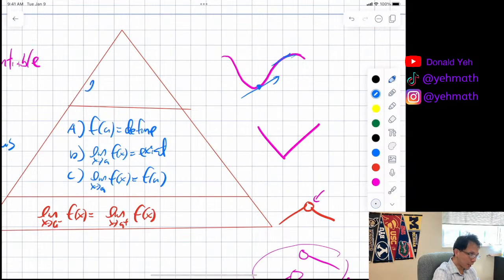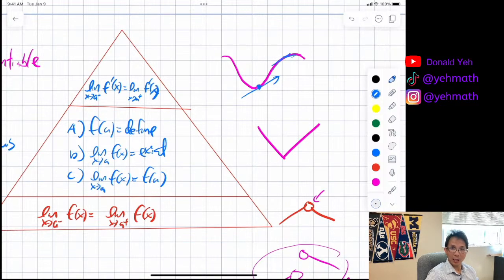So what's the last one? The last one says the limit as x approaches a from the left looks like the limit-exists condition, but instead of f of x, it's f prime of x, equal to the limit as x approaches a from the positive side of f prime of x. That is very, very important, and you need to know that.